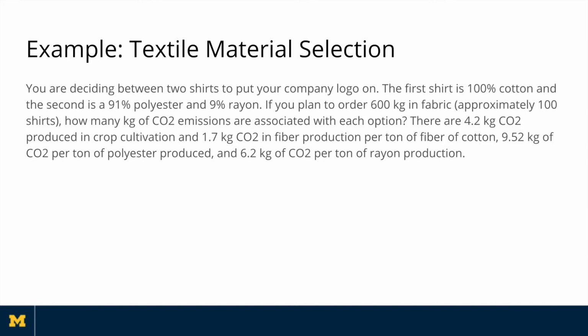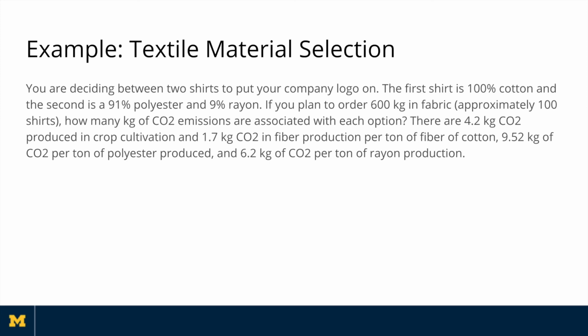So let's do a quick calculation to measure the kilograms of CO2 emitted from a decision between two shirts. You are deciding between two shirts to put your company's logo on. The first shirt is 100% cotton, and the second is 91% polyester and 9% rayon. If you plan to order 600 kilograms in fabric, approximately 100 shirts, how many kilograms of CO2 emissions are associated with each option?